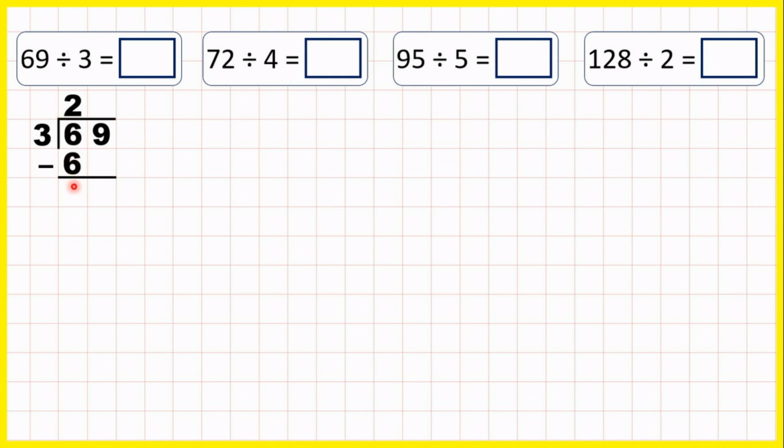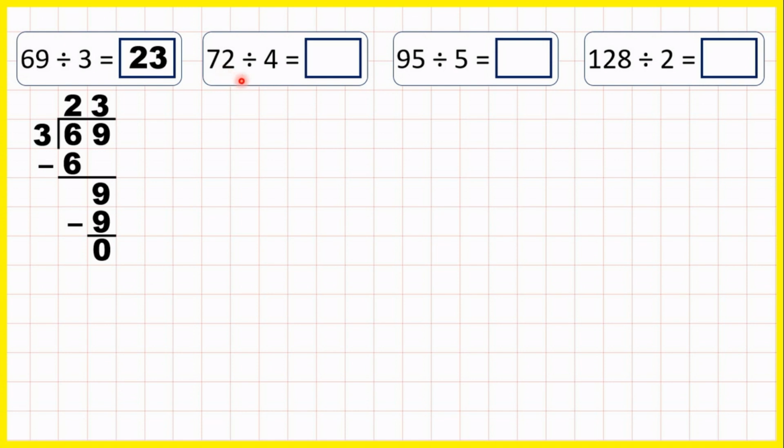Now, normally we subtract, so 6 minus 6 is 0, so we don't need to write anything, but the next step is to bring down the next digit, so bring down the 9. Now again, 9 is in the 3 times table, so we can write minus 9 under the 9, and because 9 is 3 times 3, we have 3 as the final digit of our answer line, and we can subtract to show that we don't have a remainder. So 69 divided by 3 is 23.